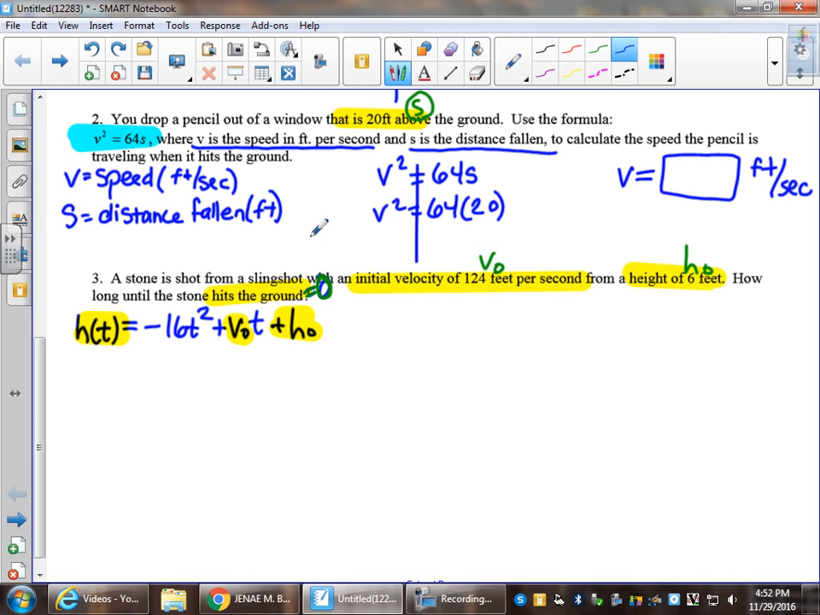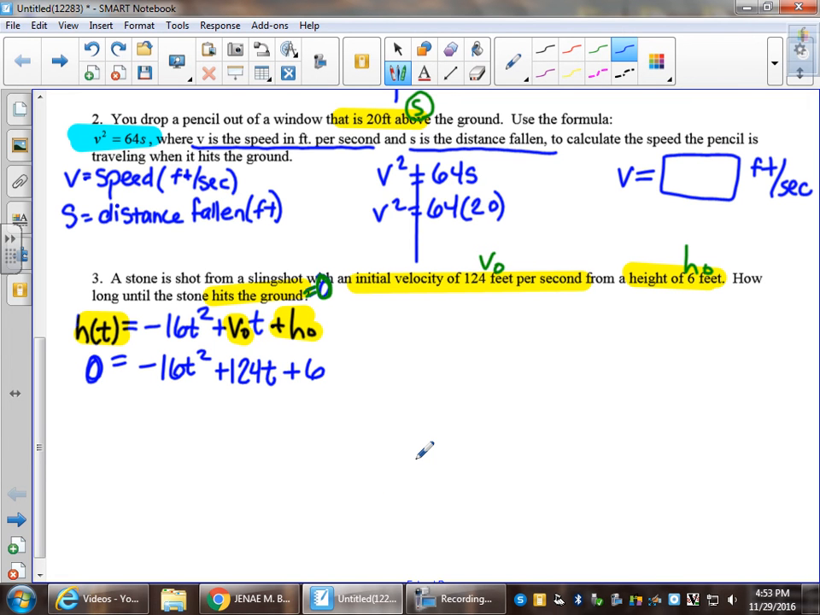So this equation becomes 0 equals negative 16t squared plus 124t plus 6. There is a b term here, so I will definitely have to use the quadratic formula. Remember that to use the quadratic formula, we have to have it set equal to 0. And because I'm asked, when does the stone hit the ground, this is 0 already. So that's nice. Here's a, b, c. Go for it.